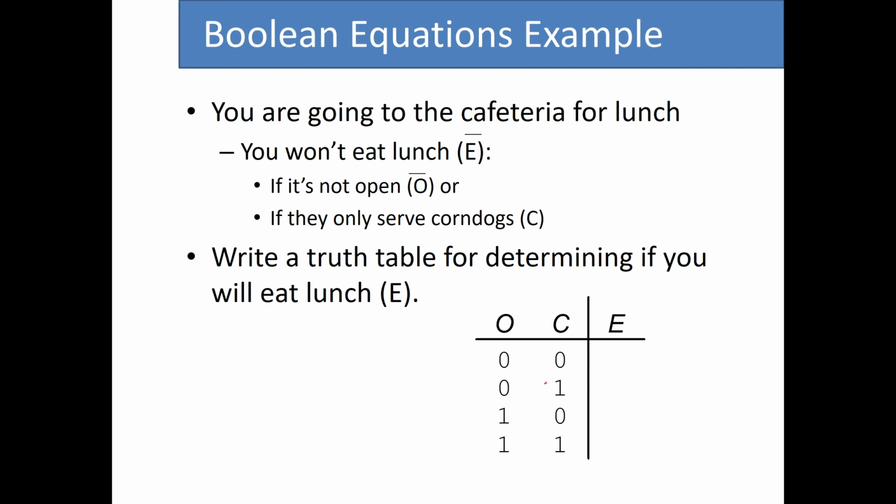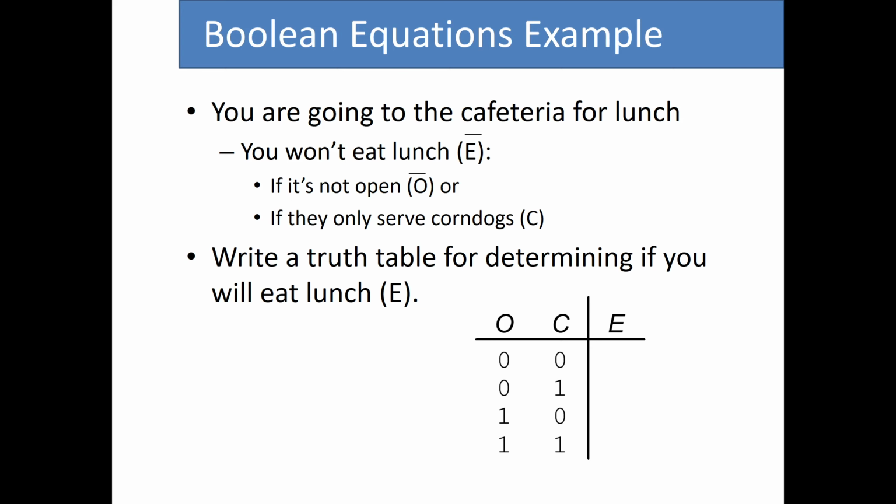So we have two inputs. One is the cafeteria being open or not. We show it as O. And the other one is C, which signifies whether they only serve corn dogs or not. So based on this, we want to determine the outcome of this example.